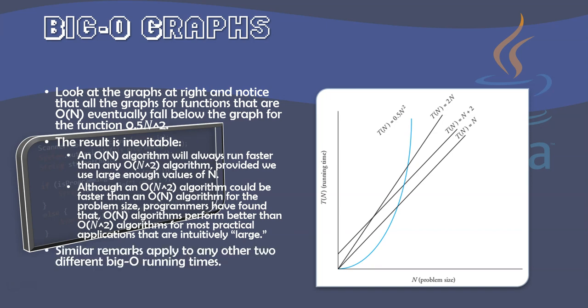Now, similar remarks can apply to any two different big O runtimes. So if we start bringing in other big O notations, so let's just say big O of 1, or let's say big O of log x, how are those going to change this conversation? What are those going to look like if we actually start graphing those?